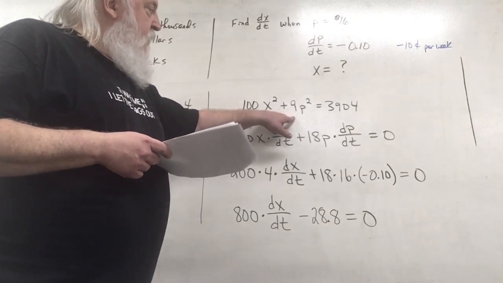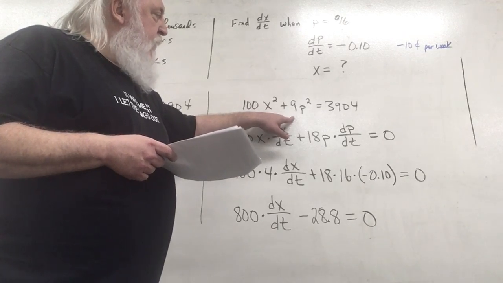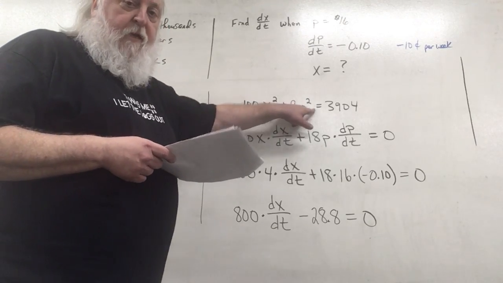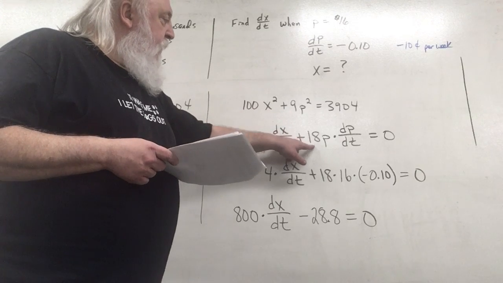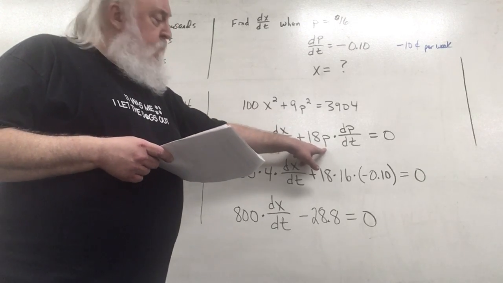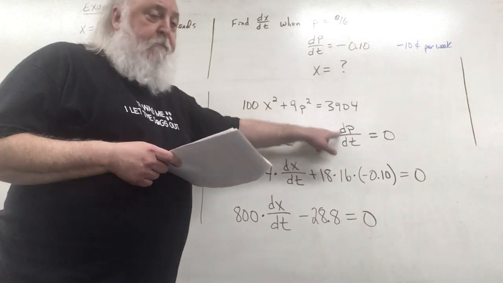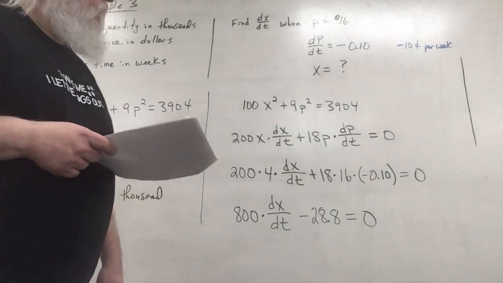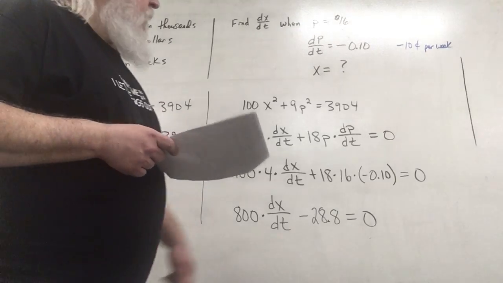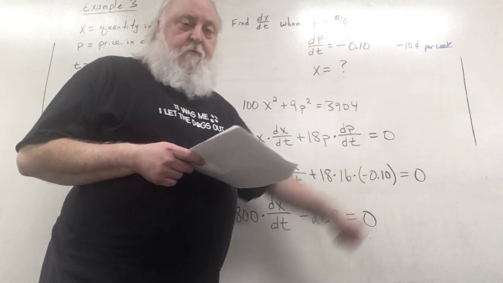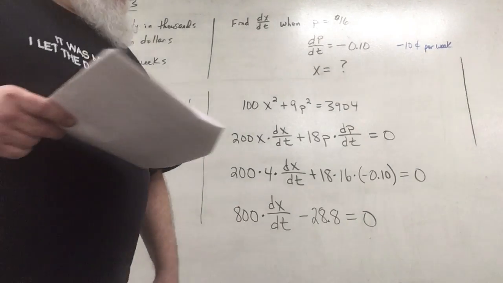And then the derivative of 9p squared with respect to time: bring the 2 down front, subtract 1 from the exponent, and we end up with 18 times p. Because we're differentiating with respect to time, by the chain rule, we've got to multiply that by dp over dt, the derivative of p with respect to time. And on the right-hand side, the derivative of a constant is always 0.